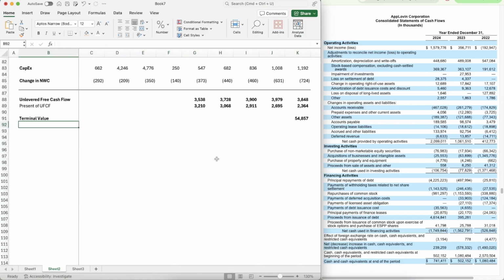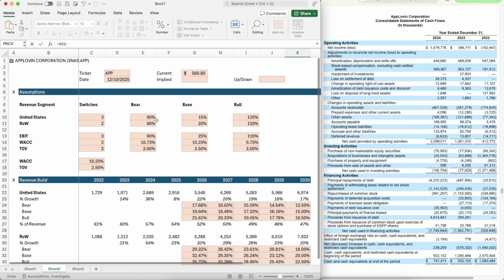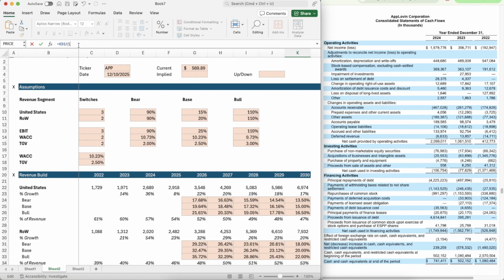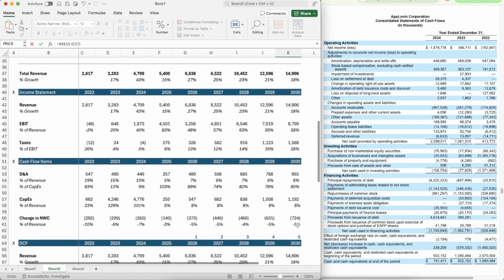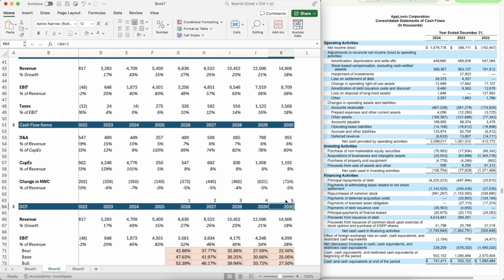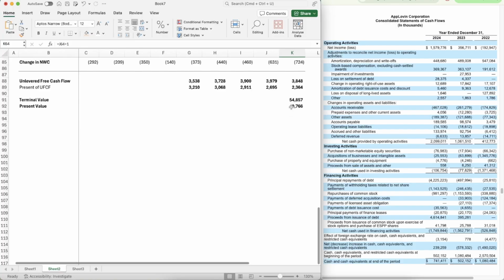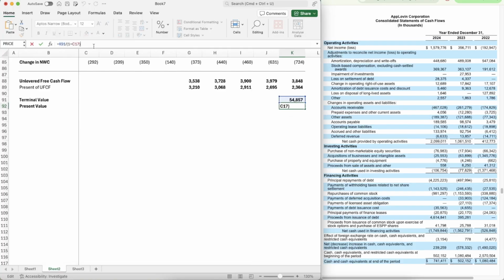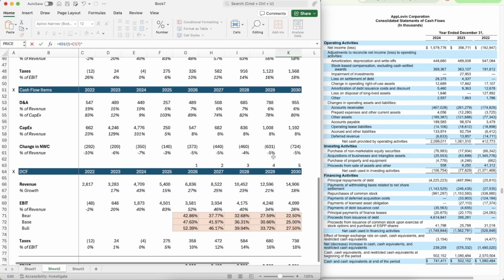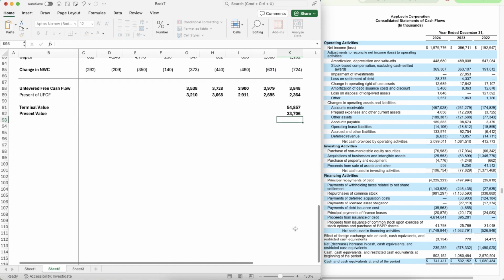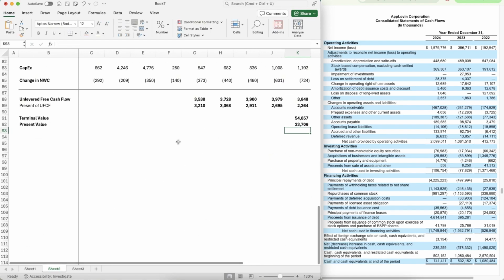But we want the present value of that now. And that is going to be, you take your terminal value divided by, again, 1 plus the WACC. No need to lock it in because we're not pulling this across. It's just going to be there to the power 5. There we go. So the present value of that is 33 billion.